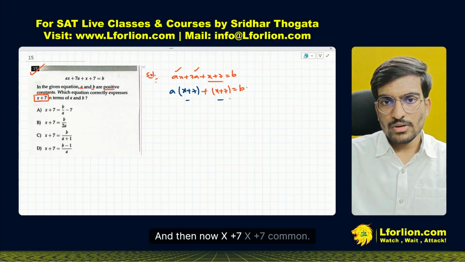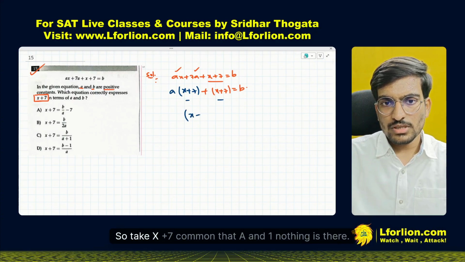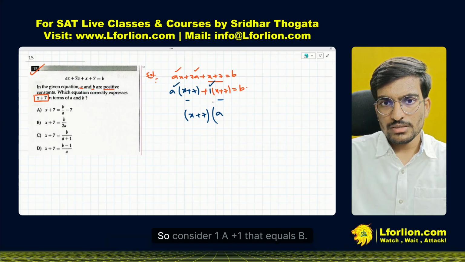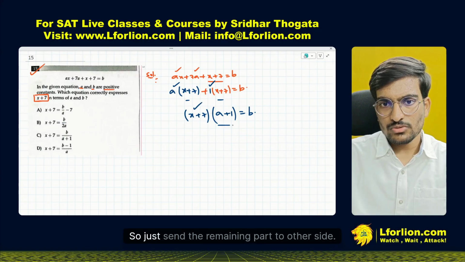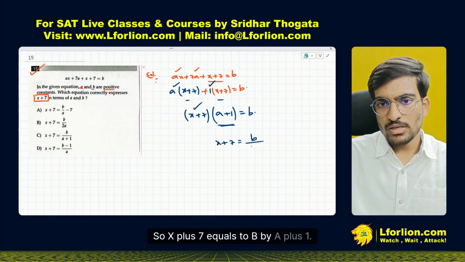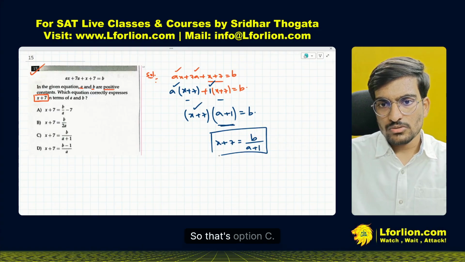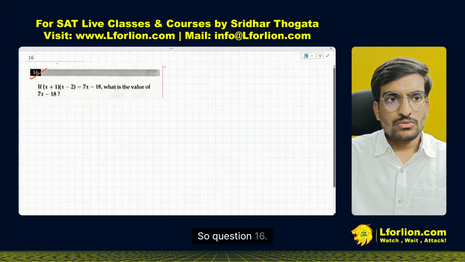Now take x plus 7 common. That a and 1, nothing is there, so consider 1. So x plus 7 times a plus 1 equals b. We need x plus 7, so just send the remaining part to the other side. So x plus 7 equals b by a plus 1. So that's option C.